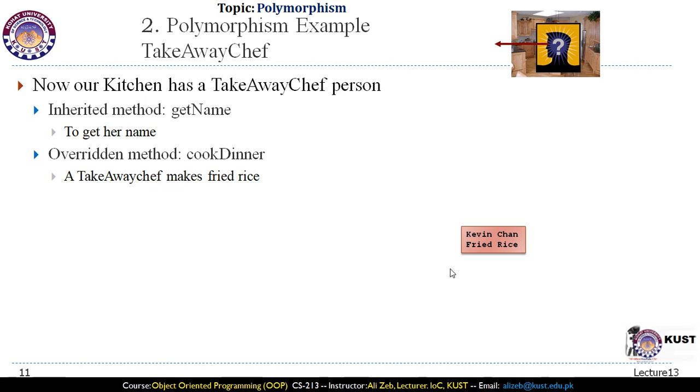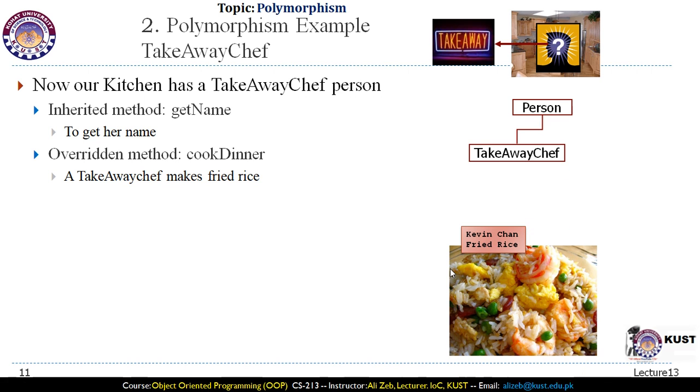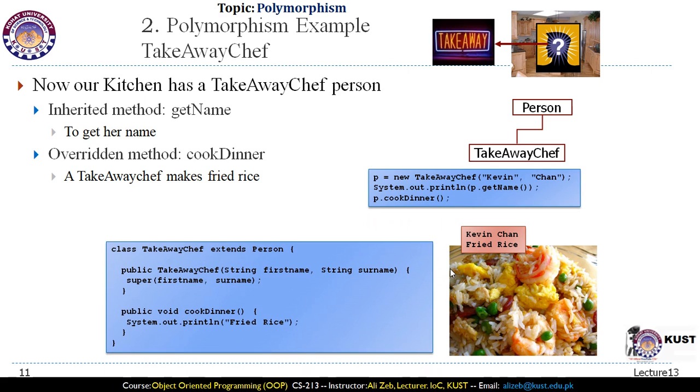Similarly, if we call the same method using an object of the takeaway chef, we will get a different dinner in this case. We are using the same getName method that is inherited, the cookDinner method is overridden from the superclass, and the takeaway chef makes fried rice for us. If we call the method cookDinner using an object of the takeaway chef, it will get us a different name, that is the name of the takeaway chef, and it will get us the fried rice.